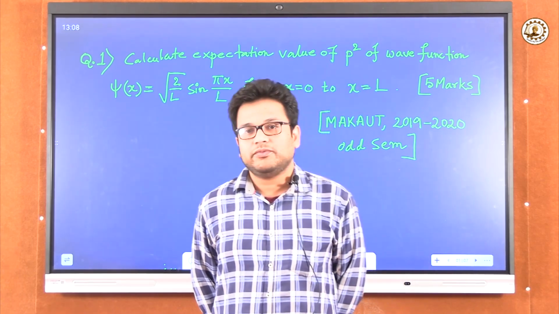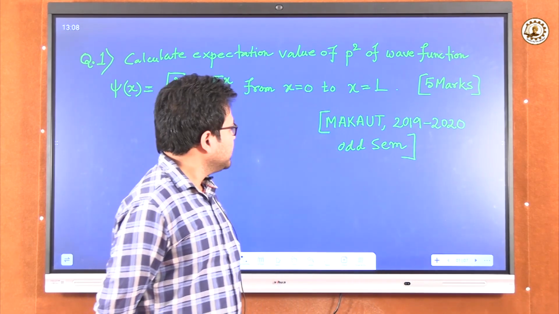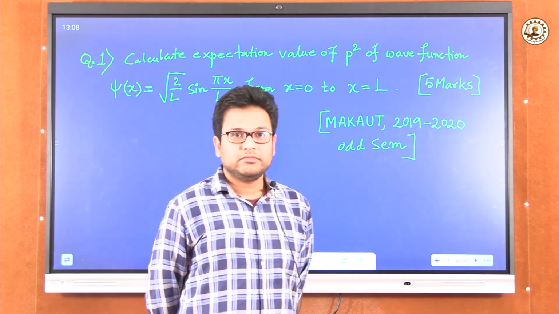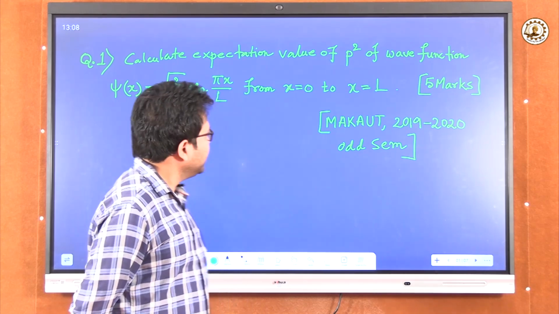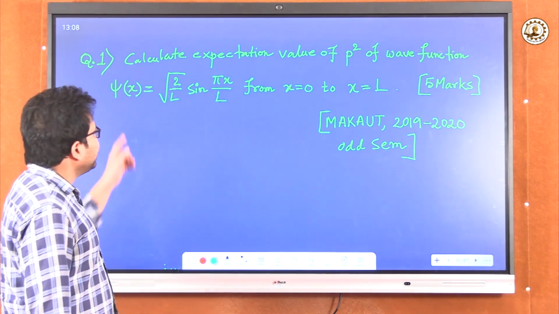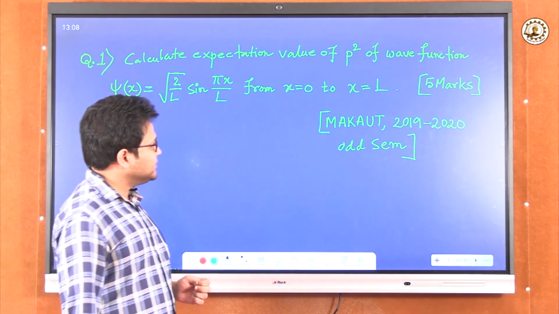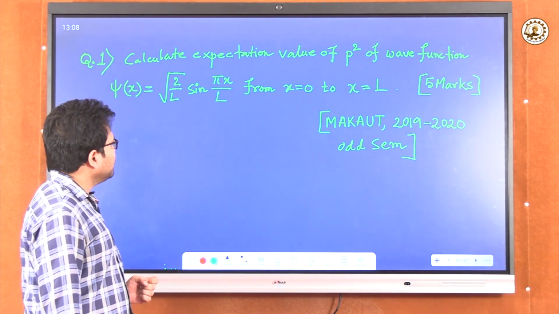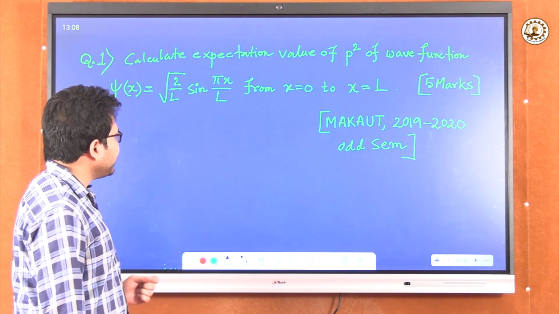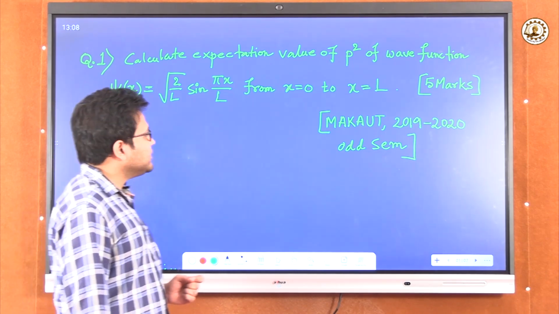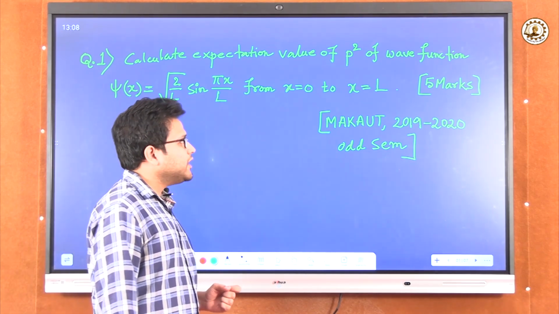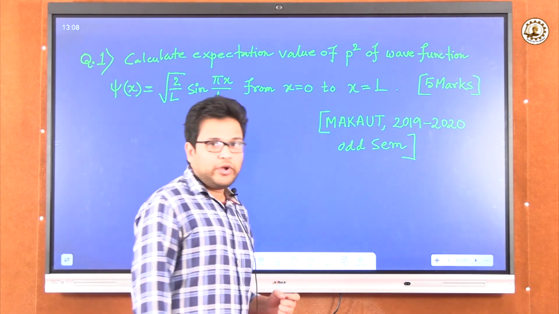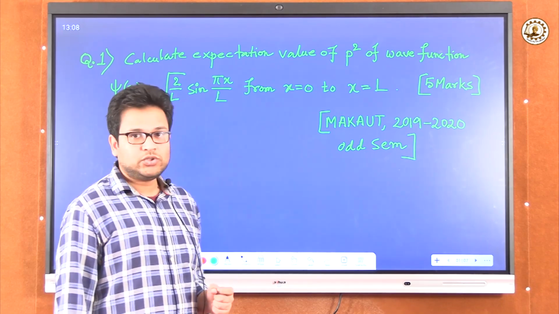Today we are going to solve a question that came in the MAKAUT odd semester examination in the year 2019-2020. The question is from the topic quantum mechanics, and the question is: calculate the expectation value of p squared for the wave function psi of x equals root under 2 by L sin pi x by L, from x equals 0 to x equals L. This question is of 5 marks and we are going to solve it. So let's start.